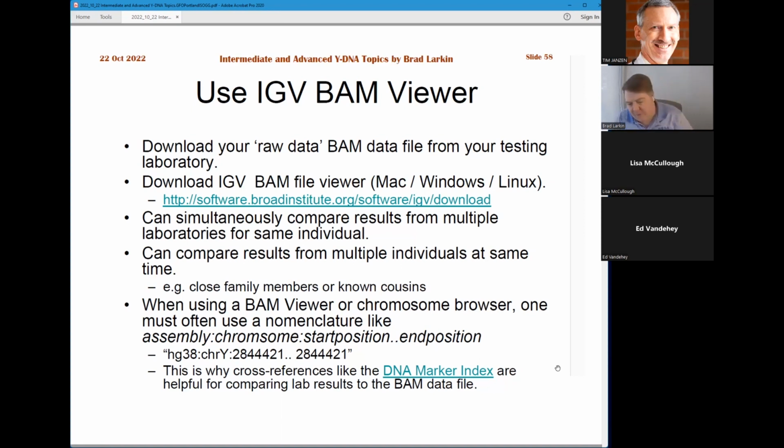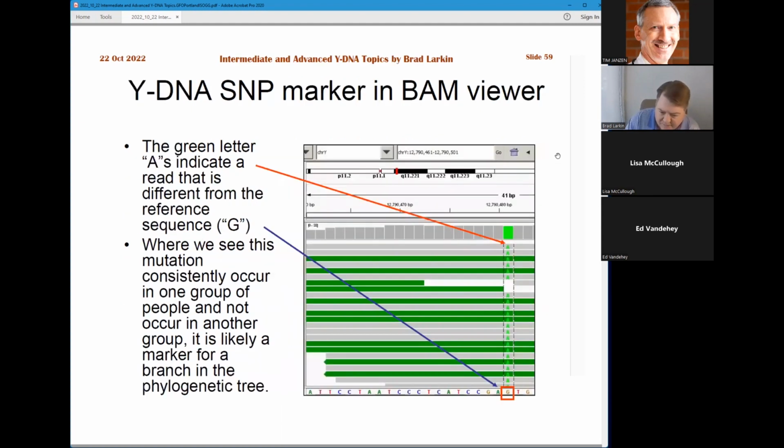To use BAM viewers and some of these tools, you need to know the chromosome position, but what the labs give you a lot of times is just the name. That's why I created the DNA marker index on Genetic Homeland to be a cross-reference between all the known labels or marker names, such as M222, and what position they're at in each sequence.